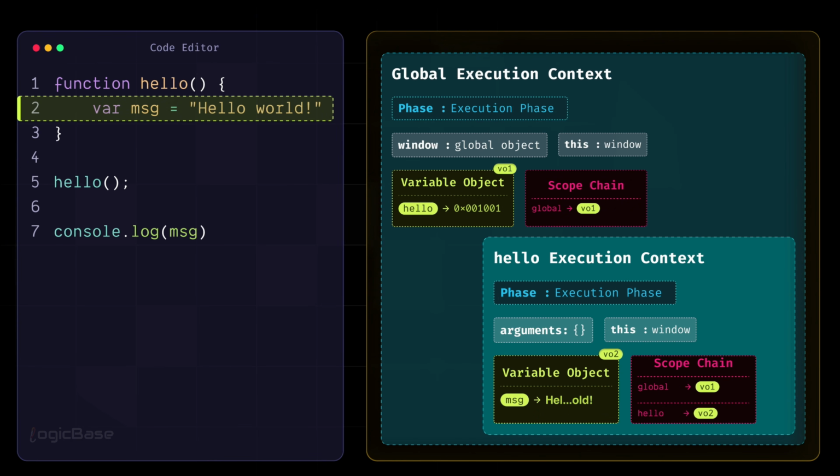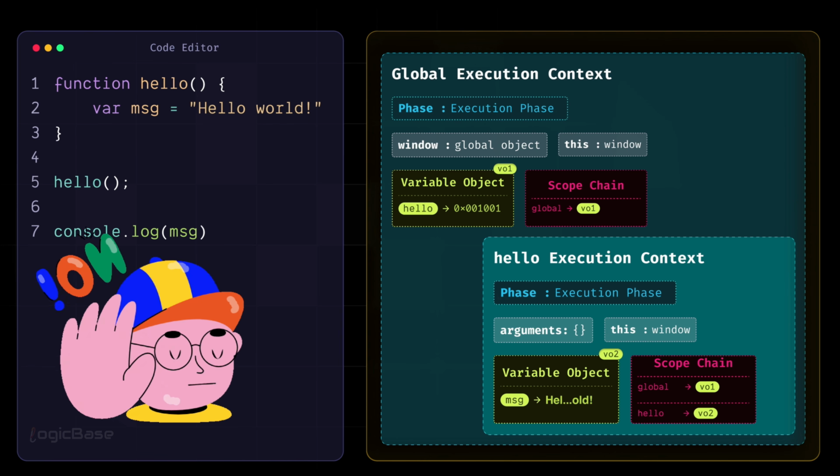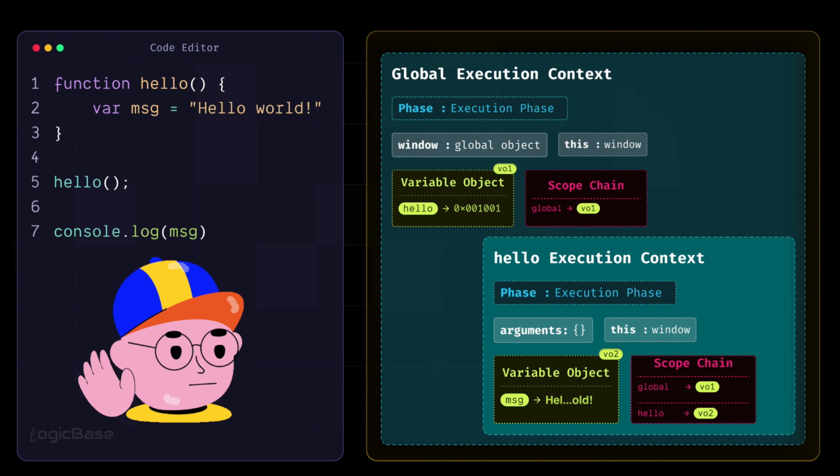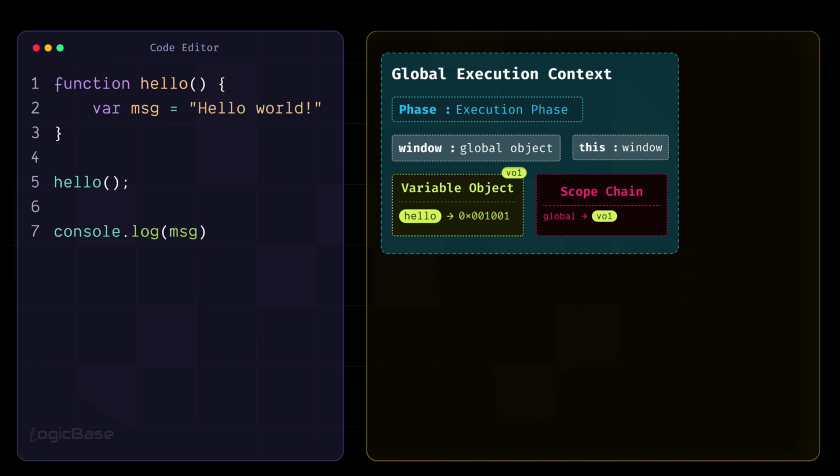After that, does the hello function have anything else to do? No, it doesn't. So the hello function's execution context will now be popped off or destroyed. That means the program returns to the global execution context. Now, what happens next? After the hello function is invoked, the next line is console.log message. So the program will now try to print message.